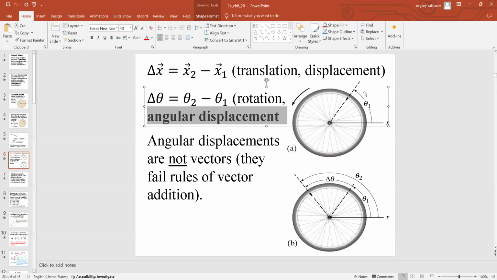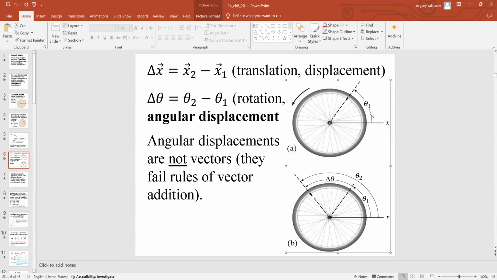So if you were at a position corresponding to an angle theta sub 1, and you moved from theta sub 1 to theta sub 2, then there is a change in position, and delta theta is what we call the angular displacement from initial position to final position in radians.